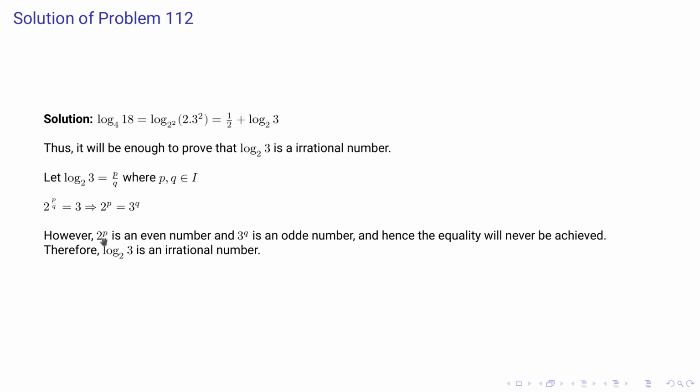Now you know that 2 to the power p would be an even number and 3 to the power q would be an odd number. So the equality which we have here will never be satisfied. What that implies is our assumption here is wrong. So log of 3 with base 2 is an irrational number. We can say that.